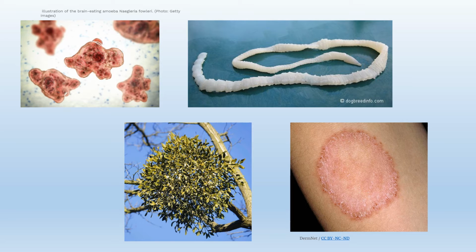On the upper right, we have examples of an animal. Many of the things that we call worms that are parasites, like hookworm, heartworm, tapeworm, are a type of animal. In the lower left, we have mistletoe, which is a plant. And in the lower right, we have a fungus. Lots of fungal infections are classified as parasitic. This particular one is ringworm. Don't let the worm part fool you. It is caused by a fungus.